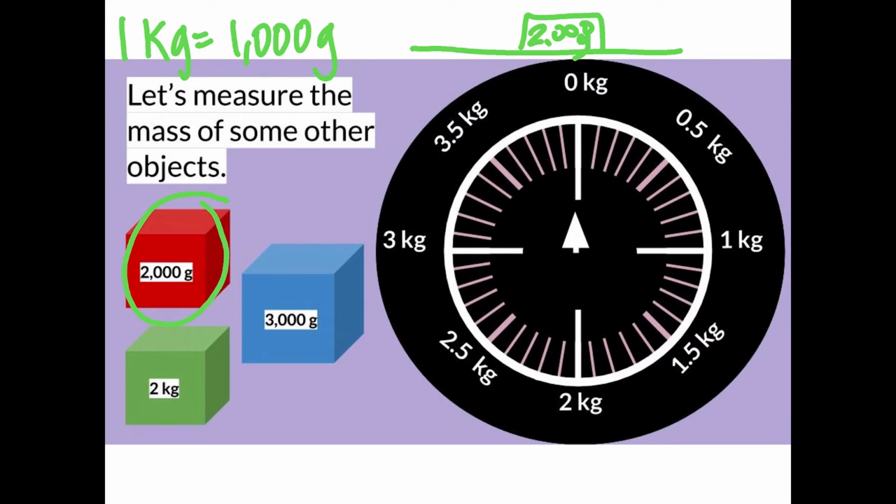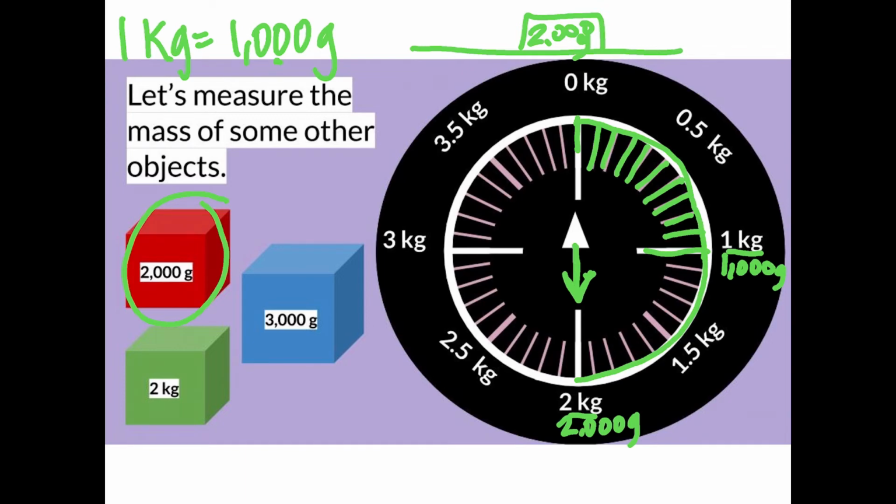So we can either count each and every one of these lines until we get to 2,000, right? That's one way. Or if we know that 1 kilogram is 1,000, we can skip count by thousands, right? So we know that from here to here is 1,000 grams. And then from here to here is 2,000 grams. 2 kilograms equals 2,000 grams. So the arrow would be pointed to 2 kilograms.